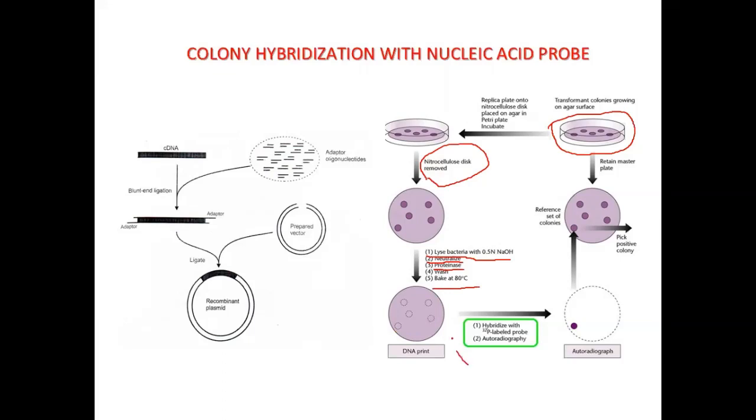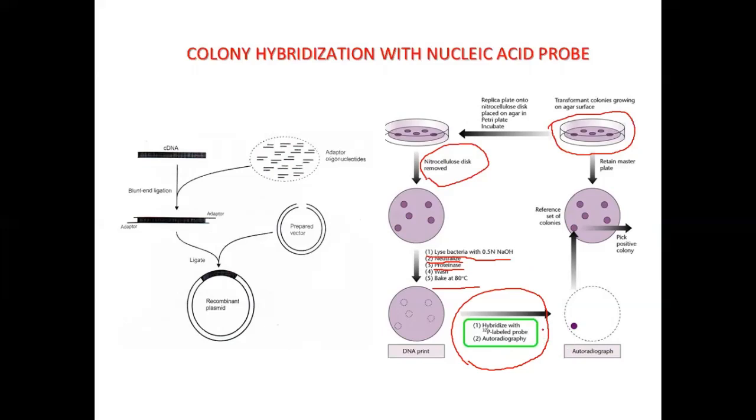Now you have to treat with P32 labeled probe. The probes are nothing but small segment of DNA which is complementary to a particular gene, for example gene X, and it is labeled with phosphorus P32, which is a radioisotope, so we can detect it using autoradiography. We will see later what autoradiography is.